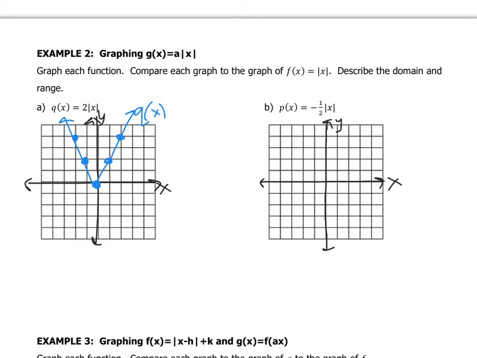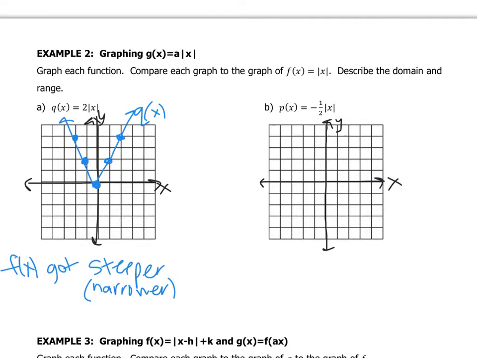And the only other things to do are to compare it and to describe the domain and range. Well, we know that f of x got steeper. You don't have to say what the slope is or how much steeper it got. You just have to say it's steeper or it's wider or whatever. Sometimes people will use the word narrower because it's a little more squished together.